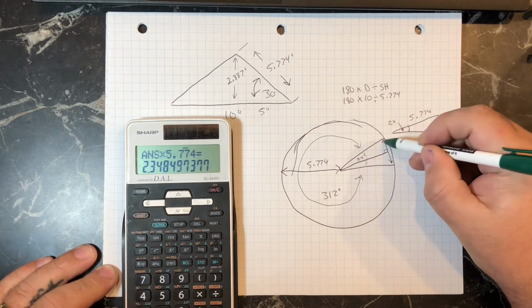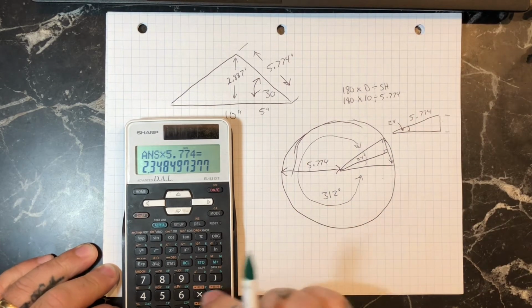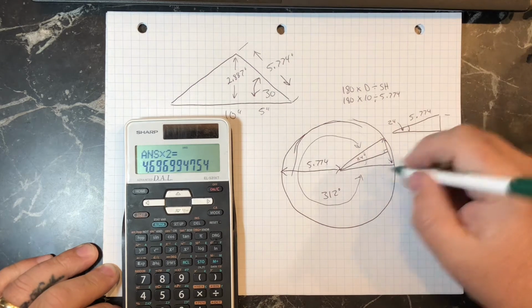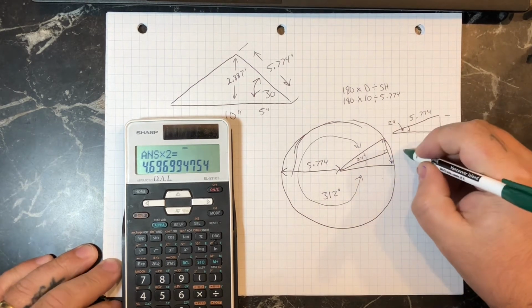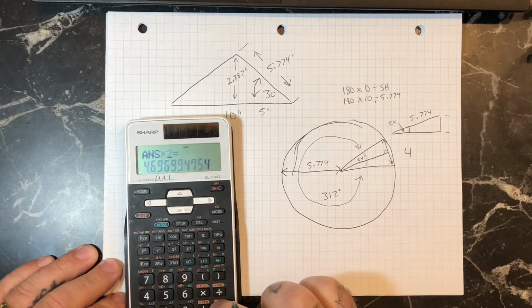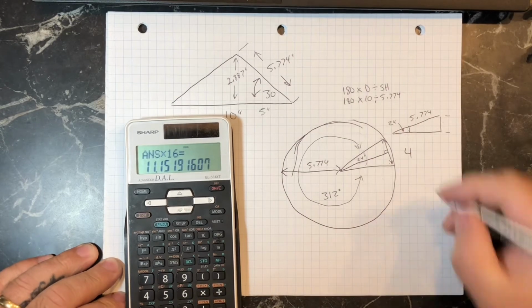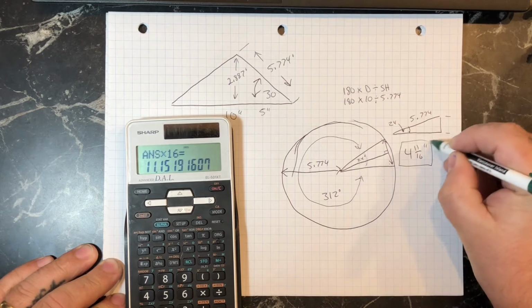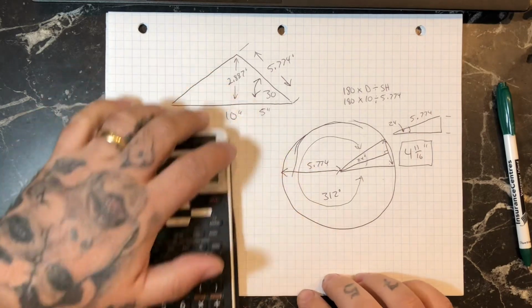But that's only giving me half of the length of the chord. So if I take that 2.348 and times it by 2, it gives me 4.6969947, etc. I'm just going to turn it into a fraction, because all of the answers are in fractions. Subtracting 4 and multiplying by 16 gives me 4 and 11/16, which is the right answer. Hopefully that made sense.